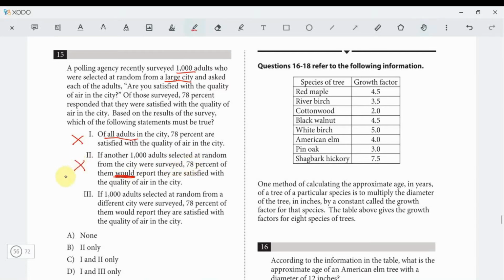That's not true. Not because in the first 1,000 you selected, 78% is okay, does it mean another 1,000 people you select, 78% are going to say they're okay with the air. That's not true. If 1,000 adults were selected at random from different cities, well, first and foremost, we can't even make any correlation with another city. So automatically this one is out.